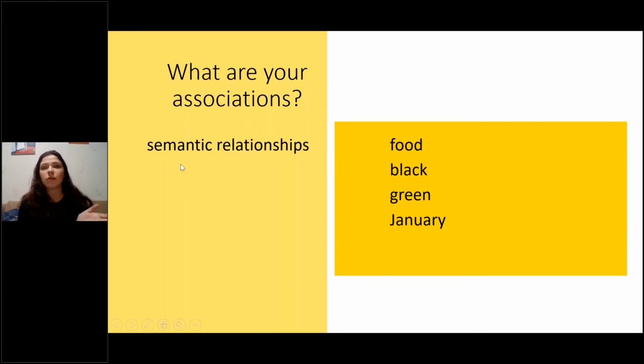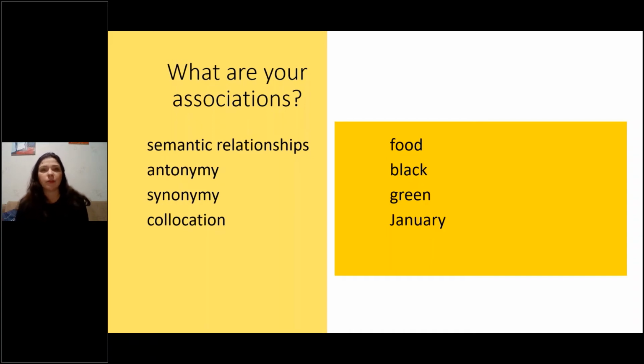So what connections can the words have? Some semantic relationship: antonymy, synonymy, collocation, like green grass, for example, black dress. January, it's a winter, it's something semantic. Subordination, again, color, food, borscht or pizza, so the food, and around the food, lots of names of the food.